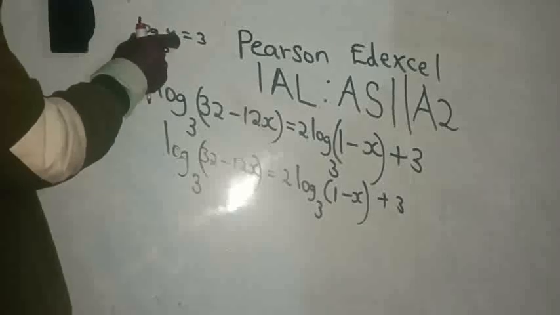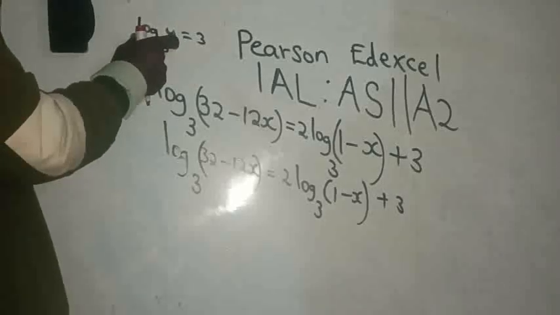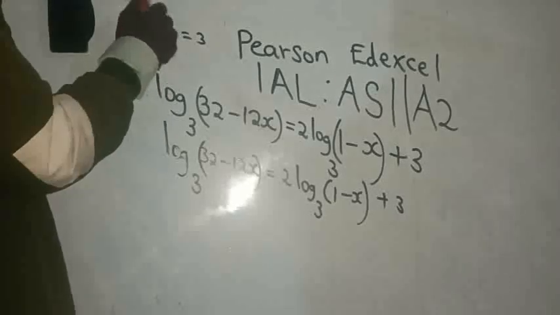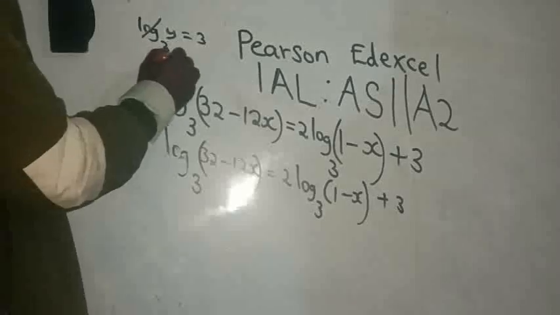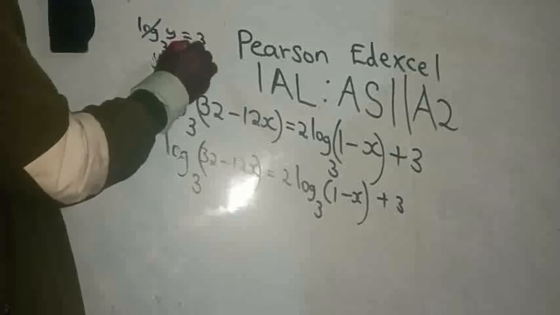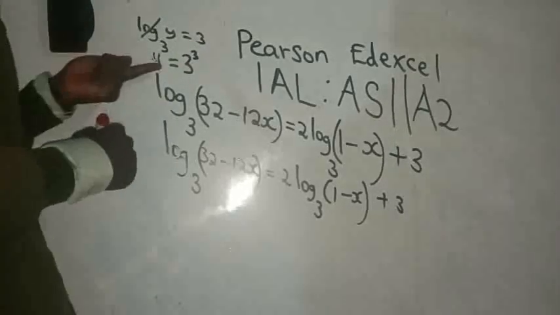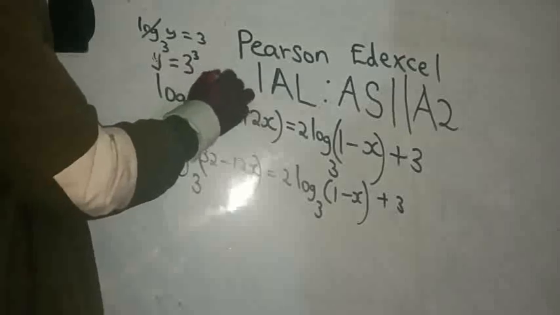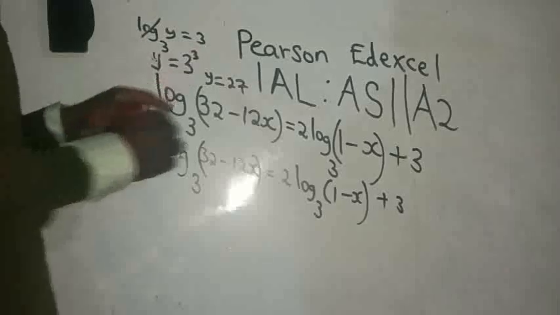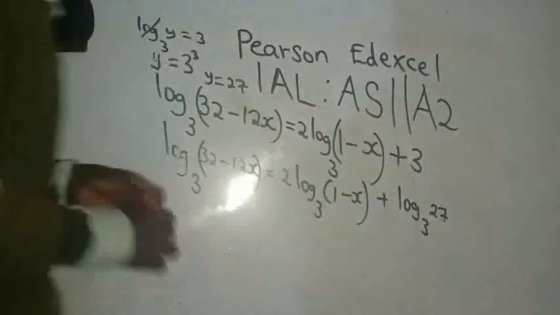This is a logarithmic notation. We want to change it into index notation for us to get the value of y. So y, with the log dropped, should be equal to 3, taking this 3 to the other side, to the base of what I have here as my answer. So obviously our y becomes 27. That means the log of 27 to base 3 must be 3. So instead of writing 3 again, you say the log of 27 to base 3. That should give us 3.